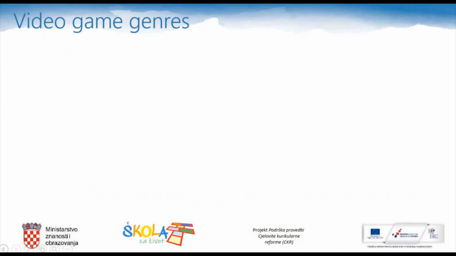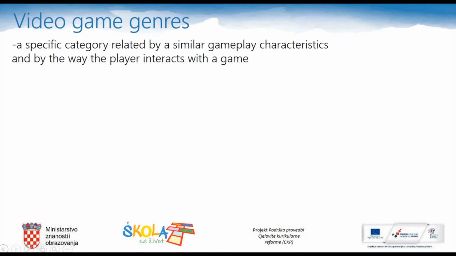And today, there are so many different types of computer games. They are called genres. A specific category related by a similar gameplay characteristic is called a genre. So, we will just name some video game genres.